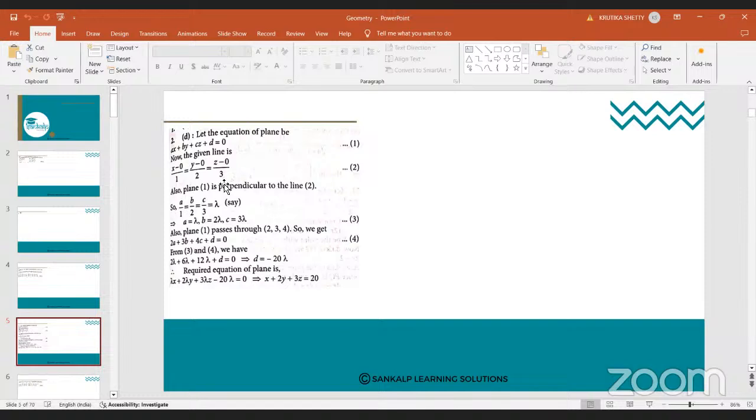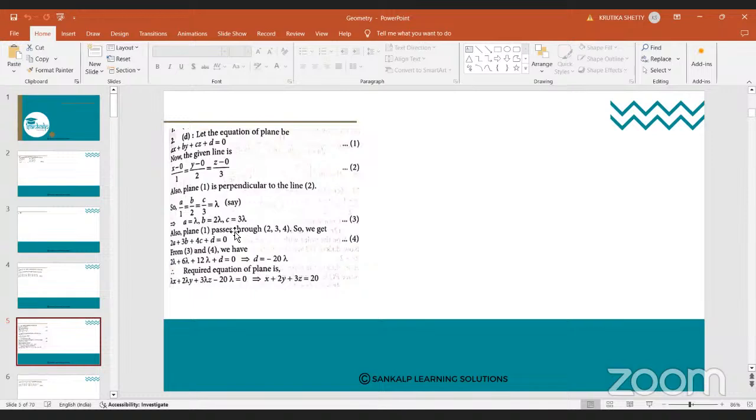Okay, so now see, both the plane and the line are perpendicular. Since equation 1 and 2 are perpendicular to each other, the direction ratios will be equal to what? Lambda. So a upon 1 will be equal to b upon 2 will be equal to c upon 3 will be equal to lambda. So we get a equal to lambda, b equal to 2 lambda, and c equal to 3 lambda. These are the values of a, b, c.